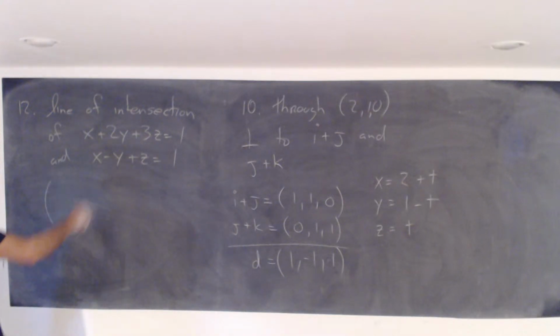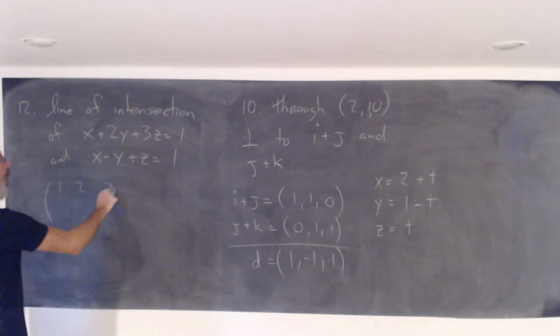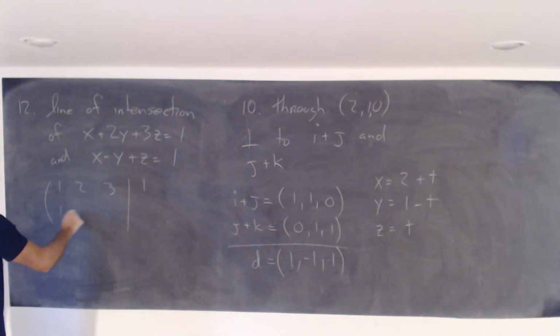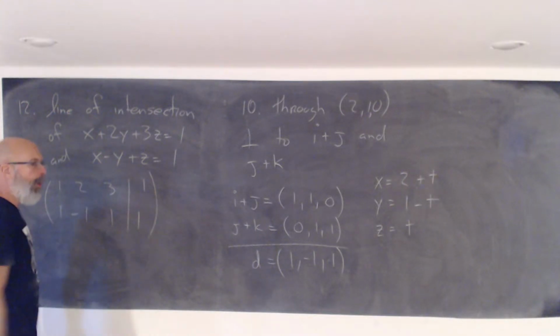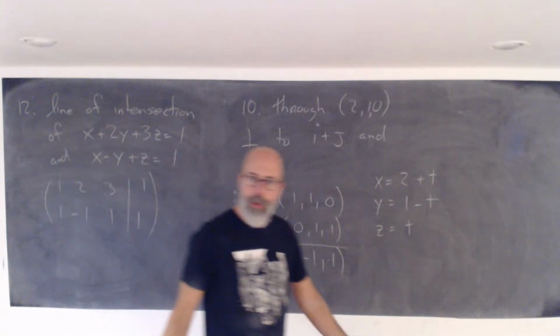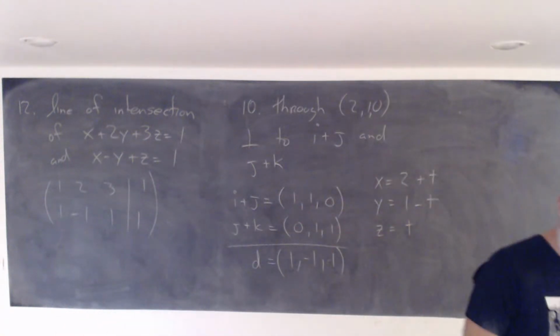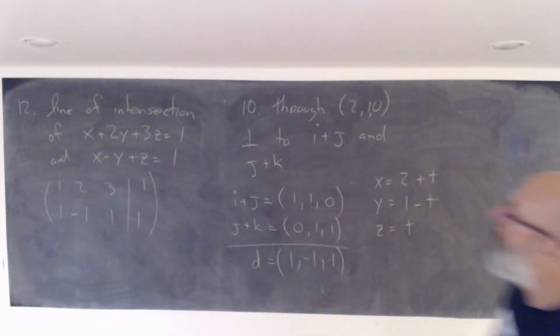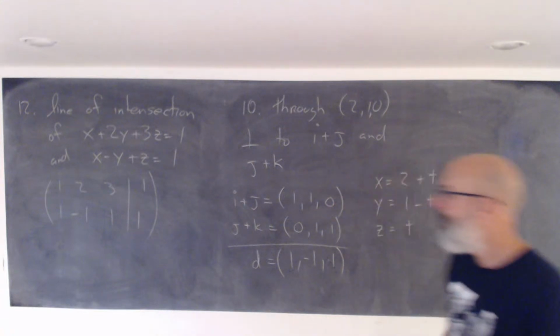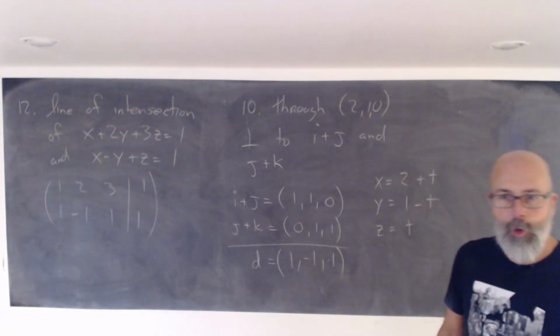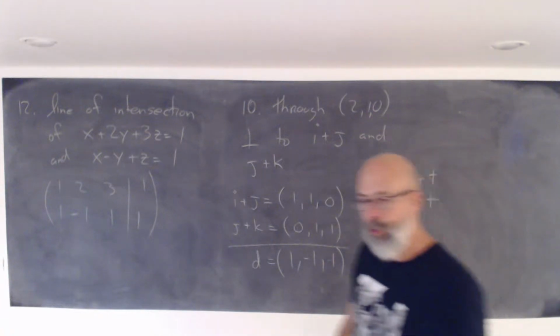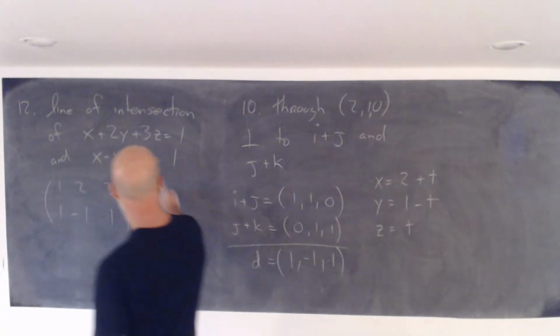You can put these in a matrix. Now I know what you're thinking. I just said there wasn't going to be any matrices. Clearly I was wrong. We have a matrix right there. You know what to do. You're going to row reduce to echelon form.